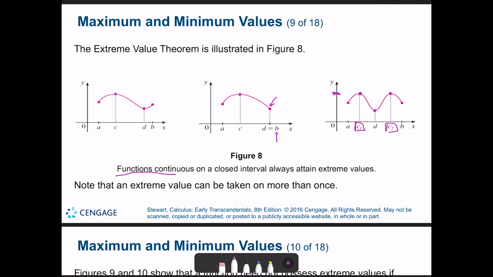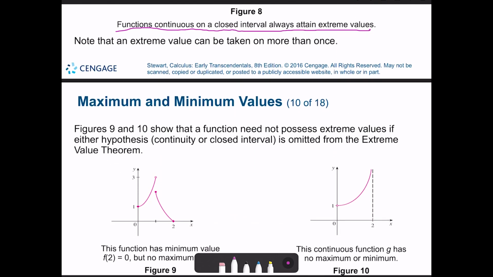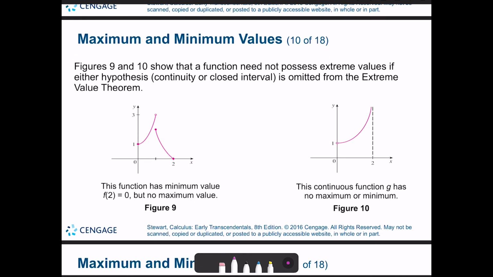Functions that are continuous on a closed interval always attain extreme values. Extreme values that happen once, extreme values that happen twice, extreme values that happen in the middle or potentially at the end points. It's all over the place. And we're going to have to keep that in mind shortly.